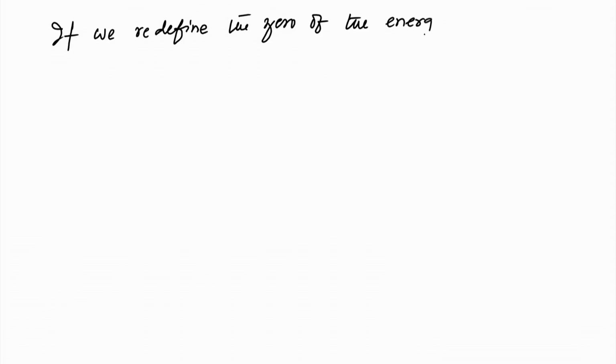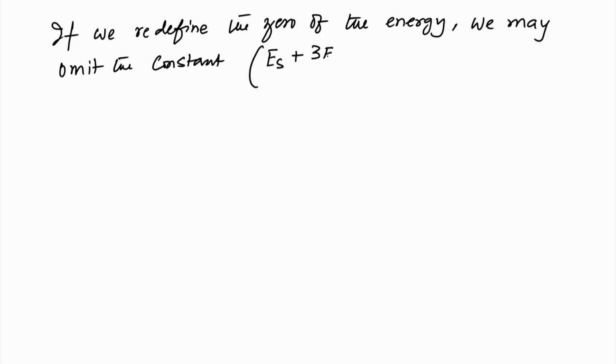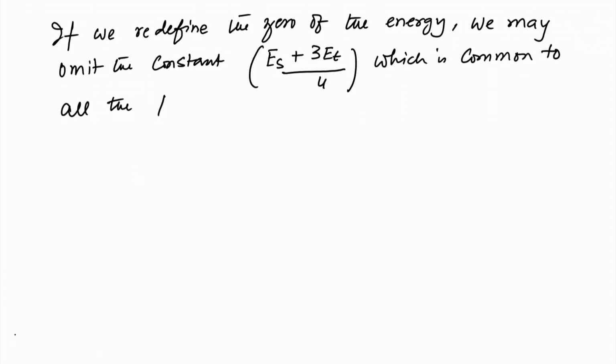Now, you can see that if we redefine the 0 of the energy, we may omit the constant E s plus 3 E t by 4, which is common to all the states, all the 4 states.